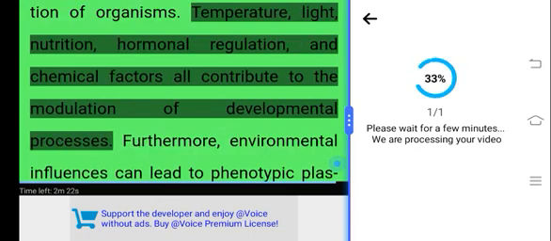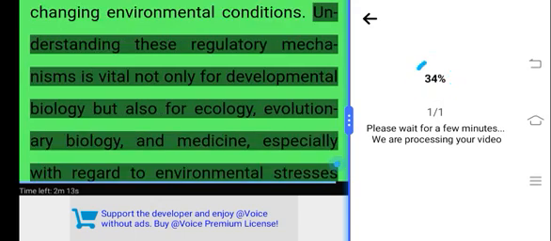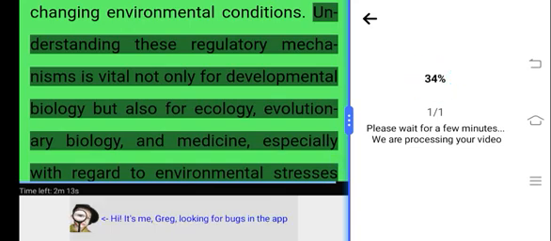Temperature, light, nutrition, hormonal regulation, and chemical factors all contribute to the modulation of developmental processes. Furthermore, environmental influences can lead to phenotypic plasticity, allowing organisms to adapt to changing environmental conditions. Understanding these regulatory mechanisms is vital not only for developmental biology but also for ecology, evolutionary biology, and medicine, especially with regard to environmental stresses and their impact on organismal health.